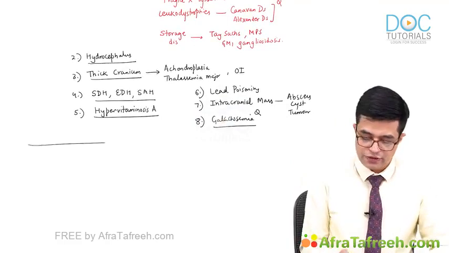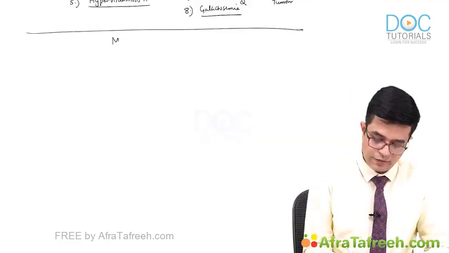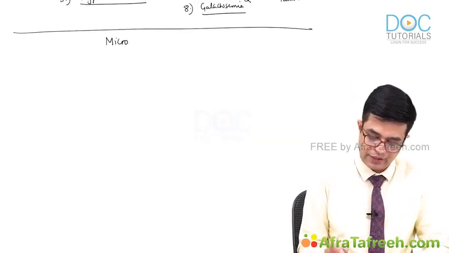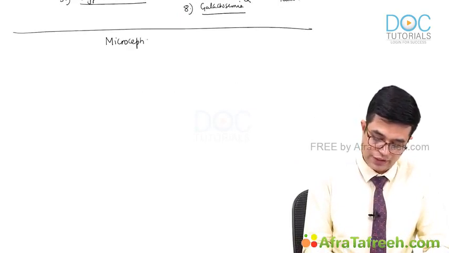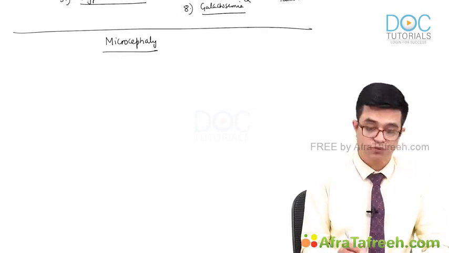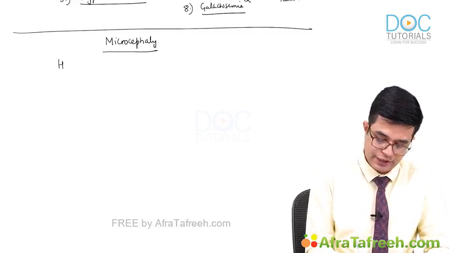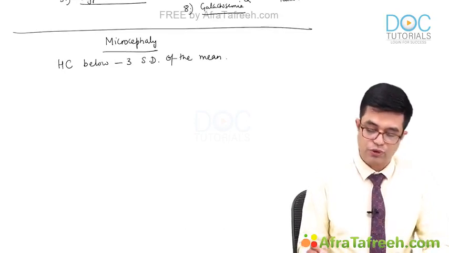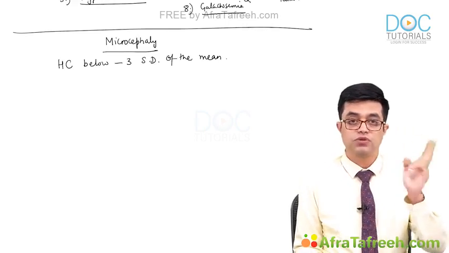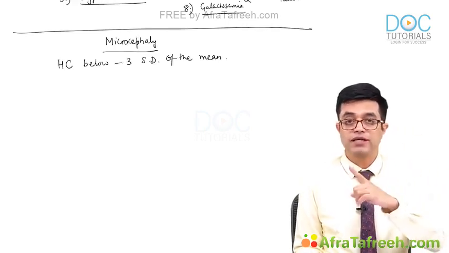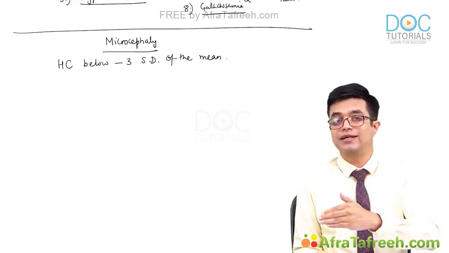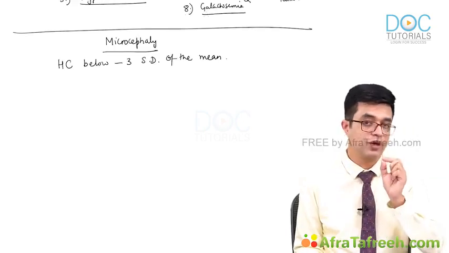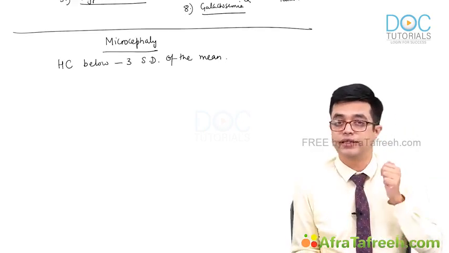Now let us move our attention towards microcephaly. Microcephaly is a group of conditions in which the head size is smaller in size. It is said to be there when the head circumference is below -3 standard deviations of the mean. So a very useful point. Macrocephaly is +2. Micro is not -2. Micro is -3 standard deviation of the mean. So this is one point that you must remember. People get it wrong in the exam.